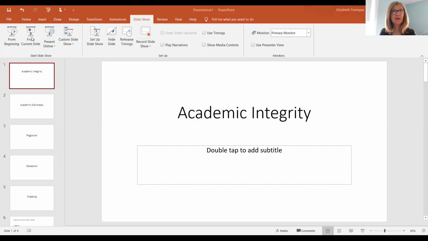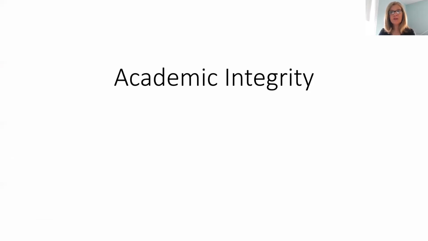Ideally, what we would like everybody to be is honest, so that they have academic integrity. Another phrase for academic integrity is academic honesty. A simple definition of academic integrity is that you do your own work. But it's a little bit more complicated than that.